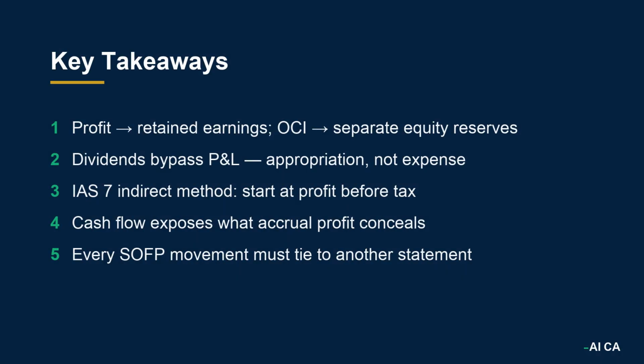Bringing it all together, the three financial statements are one interconnected system. Profit for the period lands in retained earnings. Dividends reduce retained earnings directly. OCI flows to separate equity reserves. The cash flow statement reconciles profit to cash by stripping out accruals and non-cash charges, and the closing SOFP must reflect all of those movements arithmetically. Understanding these linkages is not just exam technique. It is the lens through which you evaluate whether a set of accounts tells a coherent and complete story.